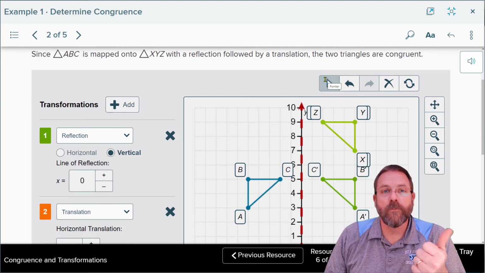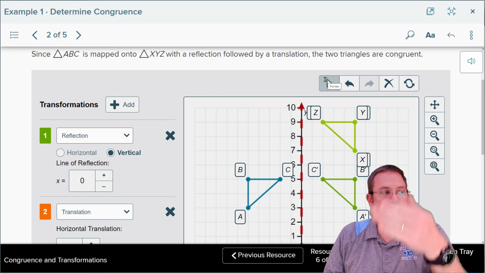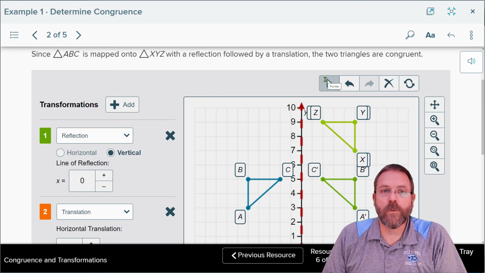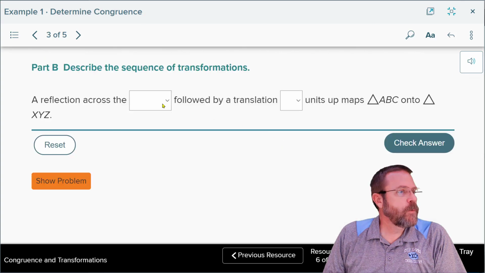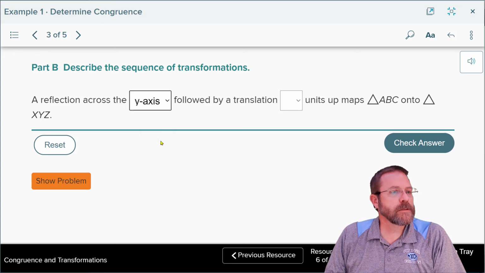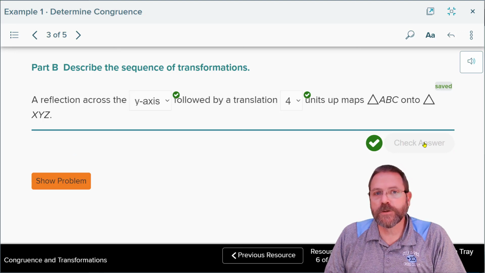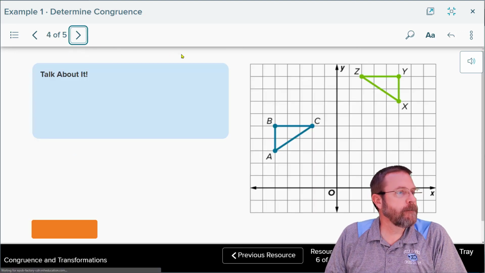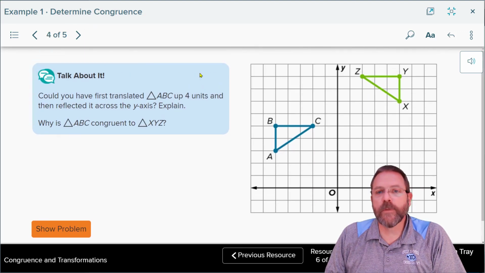So we used a reflection and then a translation to prove that the two of them sat on top of each other. From here we can say that we reflected across the y-axis followed by a translation of 4 units up to map triangle ABC onto triangle XYZ. It checks. That's all there is to that, and that's going to be it for that problem.